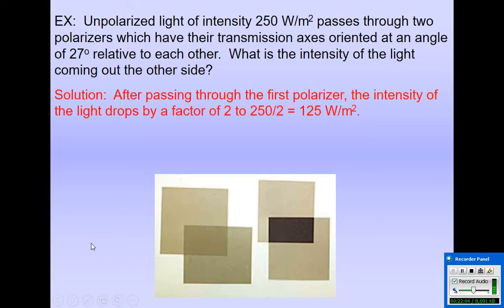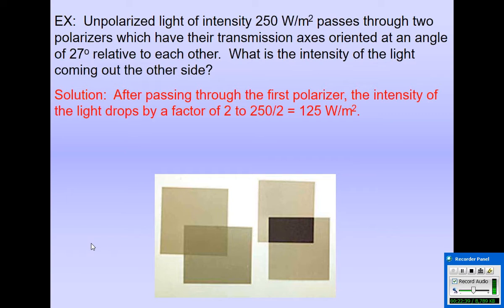Let's take a look at an example of this effect. We have unpolarized light. The intensity is given as 250 watts per square meter, so moderately bright. And we're going to have it pass through two polarizers. The transmission axes of the two polarizers are at an angle of 27 degrees with respect to each other, and we want the intensity of the light that comes out of the second polarizer. So, the first light is unpolarized, and it passes through a polarizer. The intensity drops by a factor of 2.